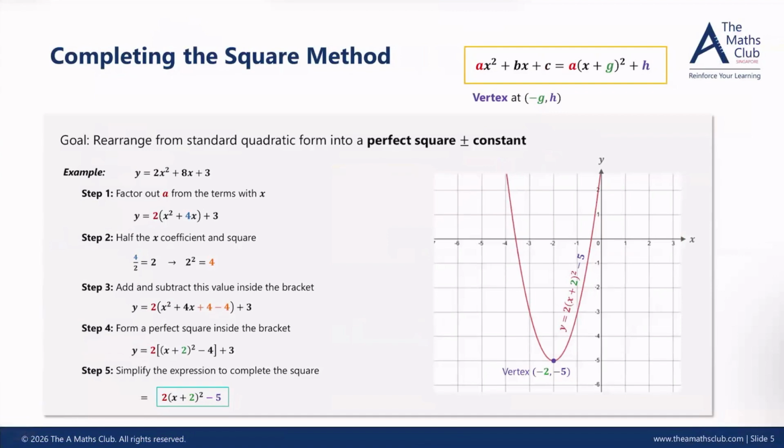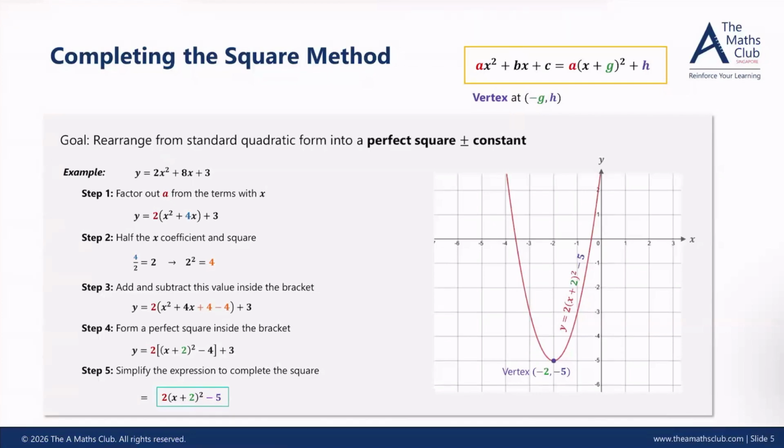Next, let's go through the completing the square method. We will go through the method first and then explain why it works. The goal here is to rearrange from a standard quadratic form into a perfect square plus or minus a constant. The example we're going to use is y equals 2x squared plus 8x plus 3.